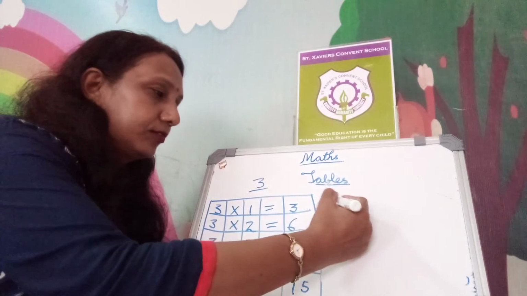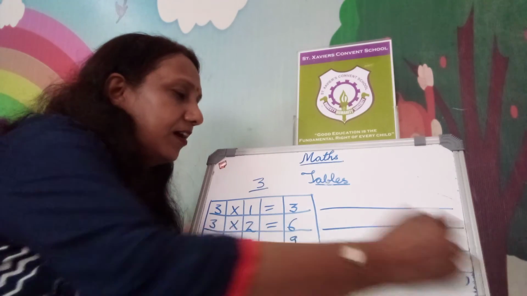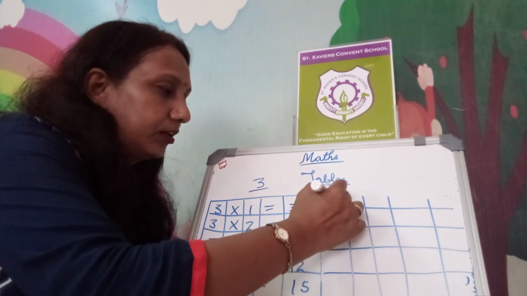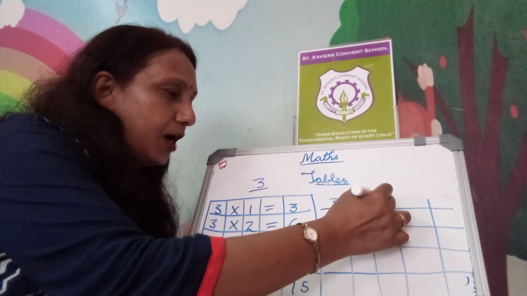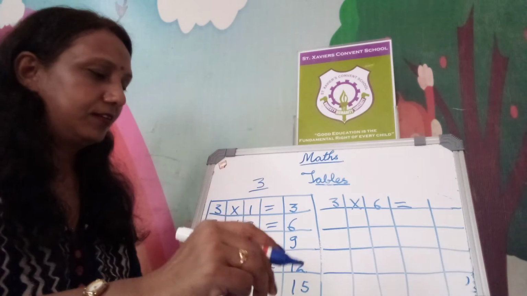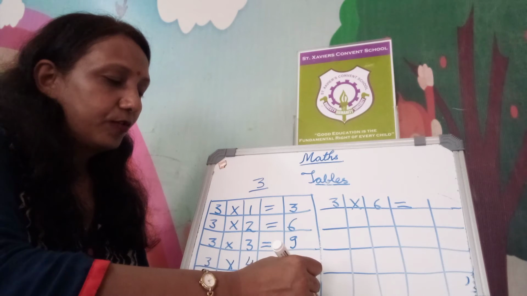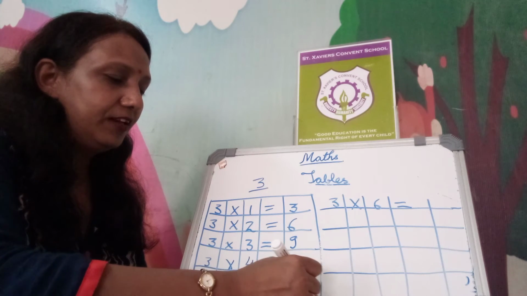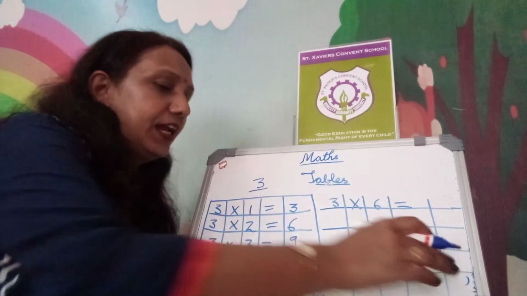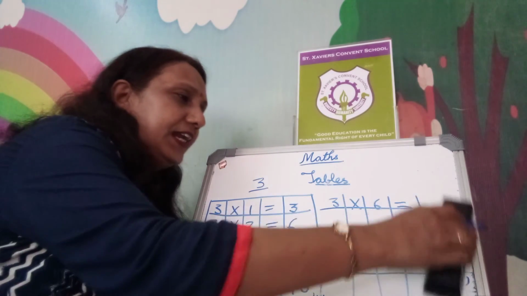Now 3 6s are. 3, how many times? 6 times. 3 6s are, what will be the answer? 15. 3 more. 15, 3 more. 1 2 3, 16 17 18. So 3 6s are 18.